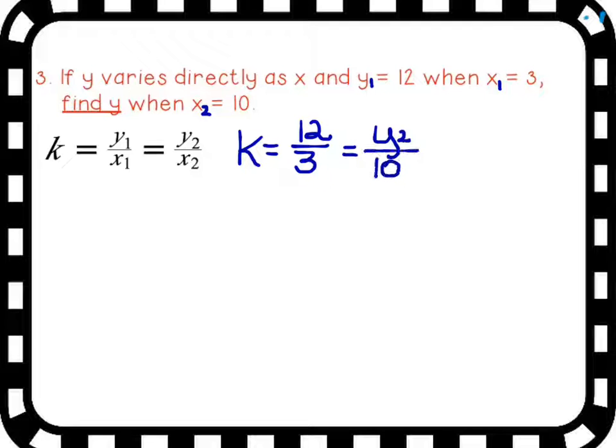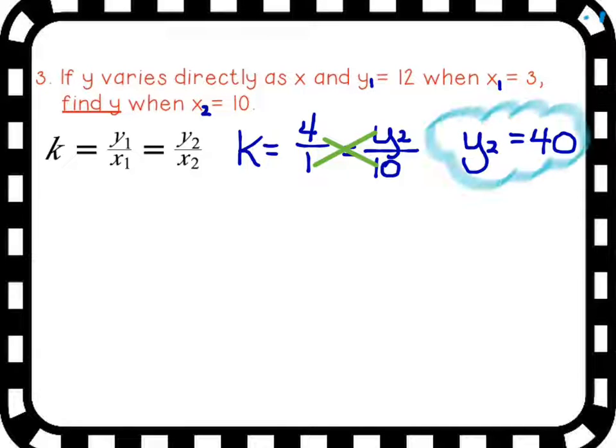I'm going to then take the second x and y values and make sure that I'm matching them up. Put the x's next to the x's and y's next to the y's. Again, I'm going to change that 12 over 3 to a 4 over 1 and take my cross products. And I'm going to get the second y value that has to be 40, because they have to have the same slope. All right, so that's your answer.